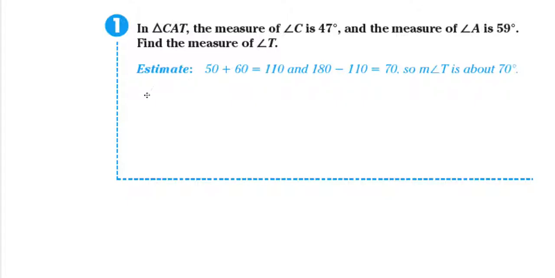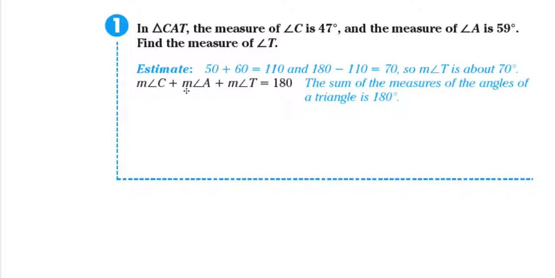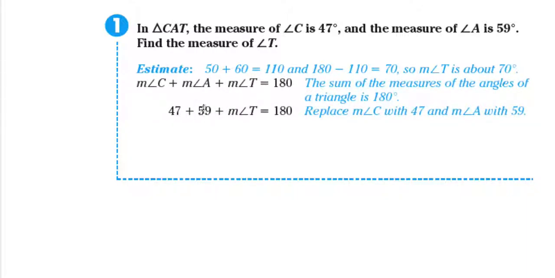So we know that the measure of angle C plus the measure of angle A plus the measure of angle T equals 180. This is according to the sum of the measure of angles of a triangle, which is 180 degrees. Okay, and we simply substitute the value. We know that the measure of angle C is 47 degrees, I'm sorry. The measure of angle A is 59 degrees, but we don't know the measure of angle T.